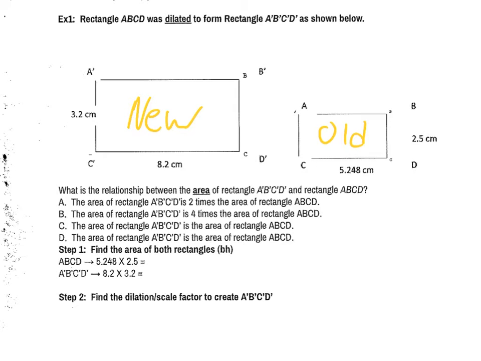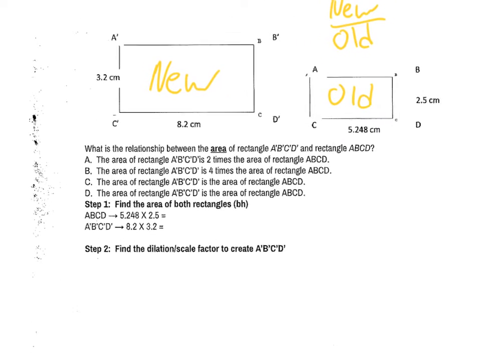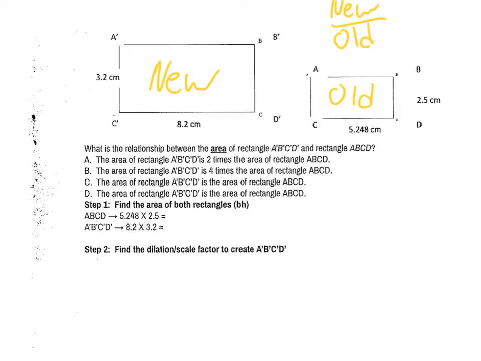Because usually what we do to find scale factor, we do new divided by old. What we would have done before is we would have taken new and divided by old, but we're not doing that this time around. So actually we need to read the question and see what it's actually looking for. So it says, what is the relationship between the area of rectangle A prime, B prime, C prime, D prime, and rectangle A, B, C, D?